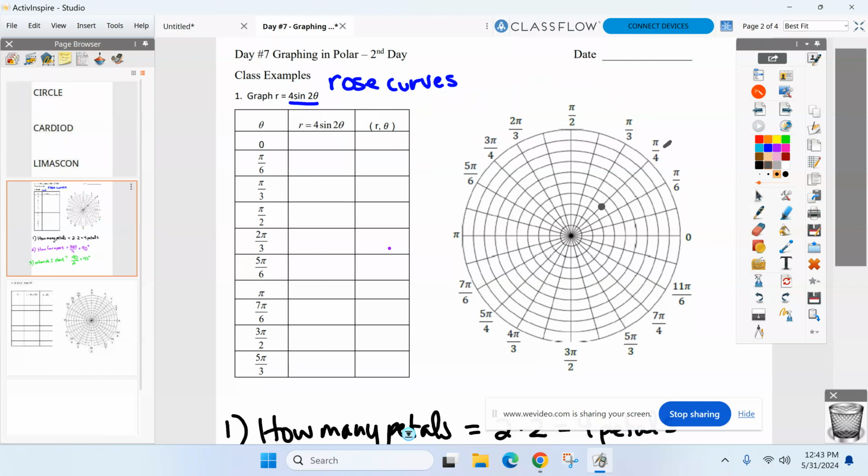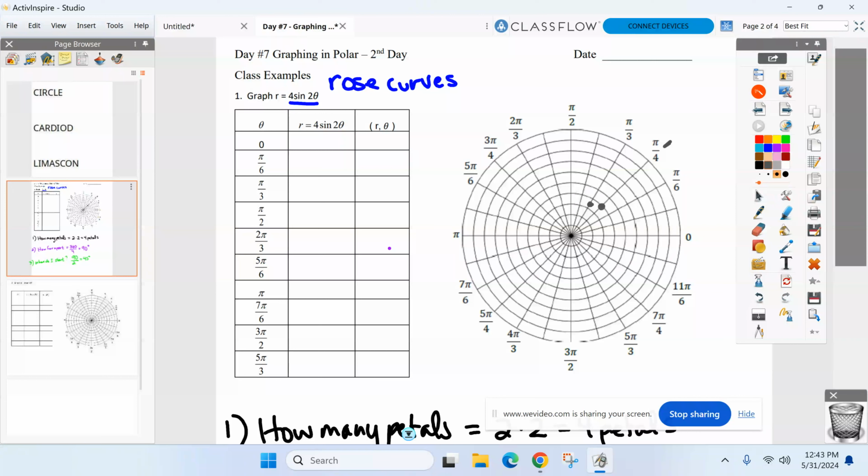What do you guys get when you plug in pi over 3? About 3.5 or exactly 3.5? About 3.5. So at pi over 3, you go to 3.5. And now do the one to the right, pi over 6. And watch how quick this is going to go. What do you get for pi over 6? 2? Isn't it the same thing? Who's getting 2? It should be 3.5. Yeah, I told you.